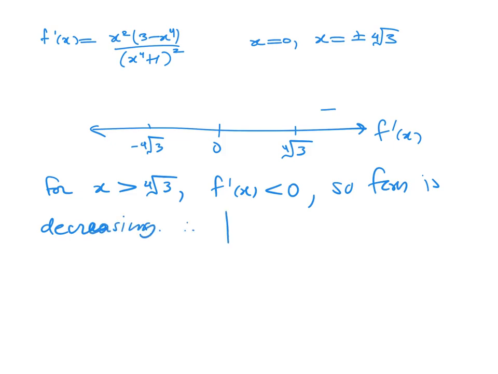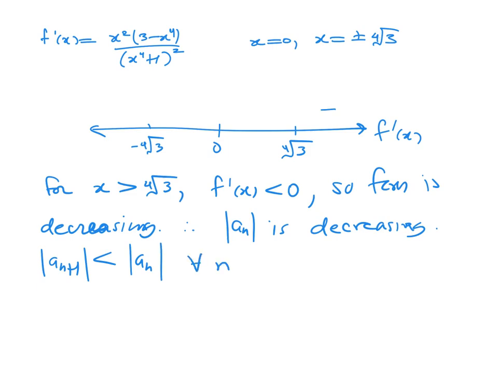Therefore, the absolute value of a sub n is decreasing, because that's what f of x was a stand-in for, which of course then means that the absolute value of a sub n plus 1 is less than the absolute value of a sub n for all n greater than the 4th root of 3. So it may not happen at n equals 1, but that's not important. What we care about is what happens toward the end.